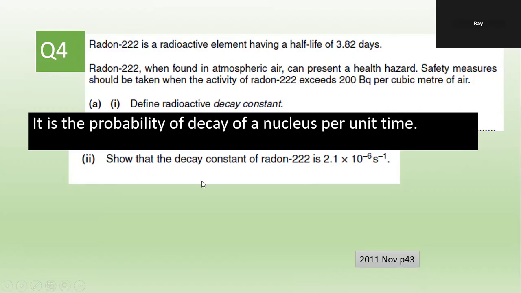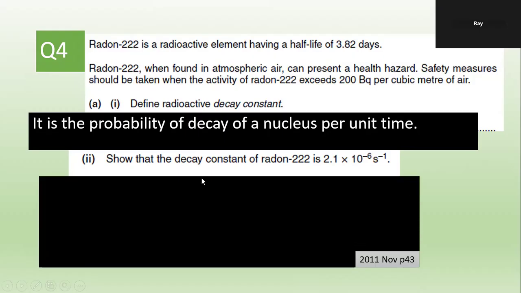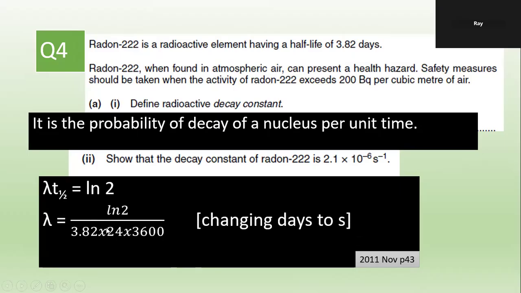Show that lambda T half is ln 2, or 0.693. You should be able to show that. It's just a repeat. We are changing this to seconds. Yes, okay. Is anything still not unclear? Yeah.